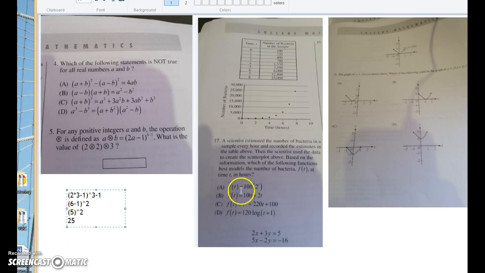The next question that you asked about is question 17. They give you a graph. They give you a chart, which is actually pretty generous. Usually you either get one or the other. And the scientist estimates the number of bacteria in a sample every hour. And it looks like it's going upwards, right? It's increasing. This is a type of function called an exponential function.